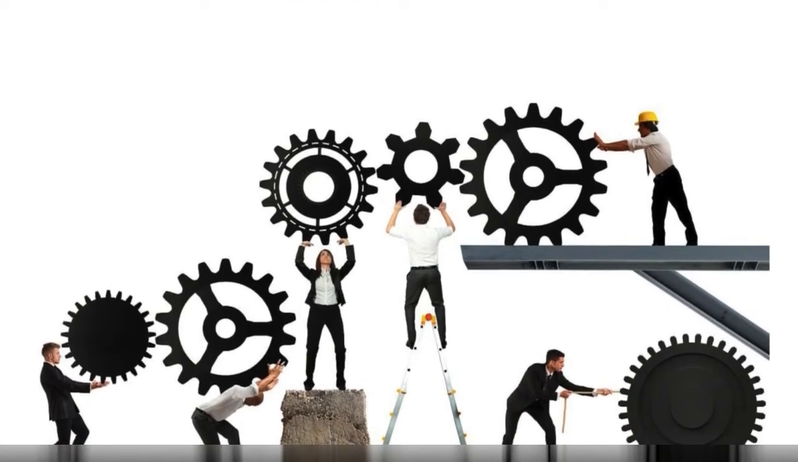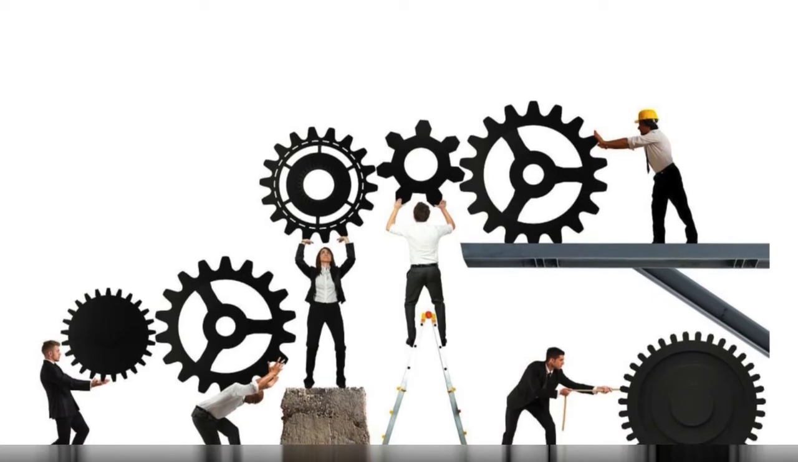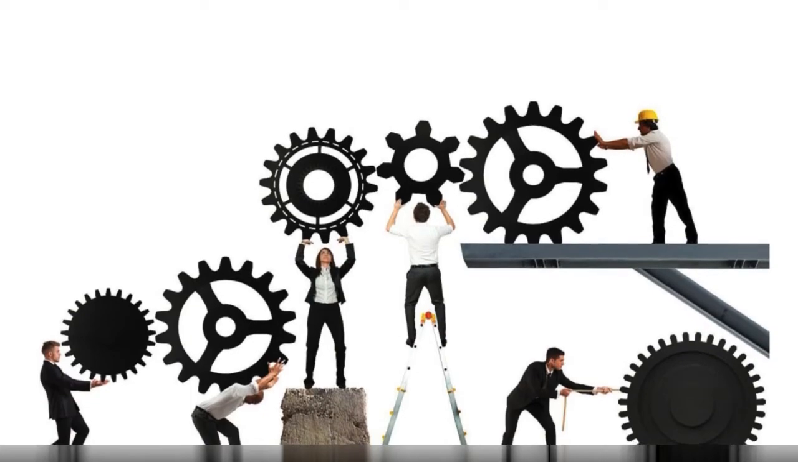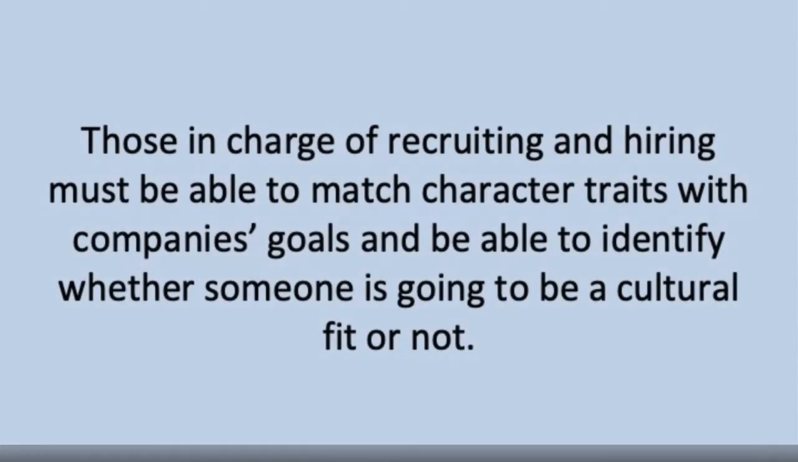Then, you have to be able to identify the type of employee or contractor that will succeed in taking the organization where it needs to go. Those in charge of recruiting and hiring must be able to match character traits with companies' goals and be able to identify whether someone is going to be a cultural fit or not. They also have to be able to attract talent to the organization.